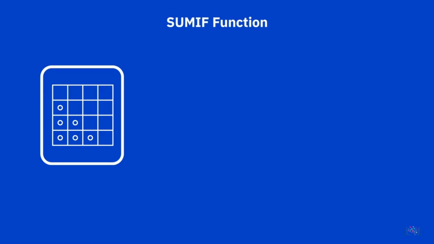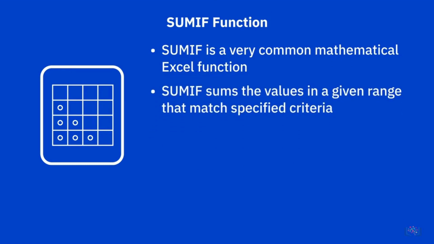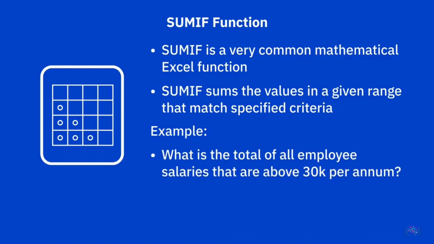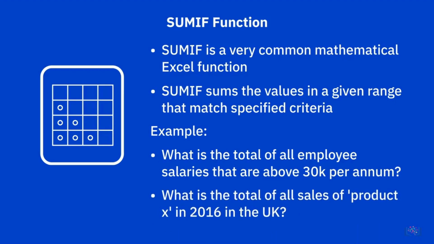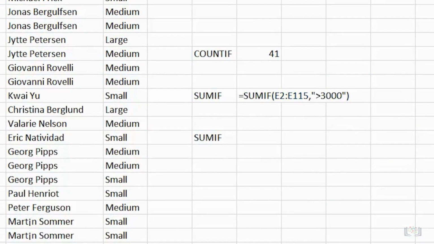Now let's take a look at how to use the SUMIF function, which is a very commonly used mathematical function in Excel. You use the SUMIF function to sum the values within a specified range that meet specified criteria. For example, you might want to add up only the salaries that are over a specified salary level, or you might want to find the total of all sales of a particular product category.